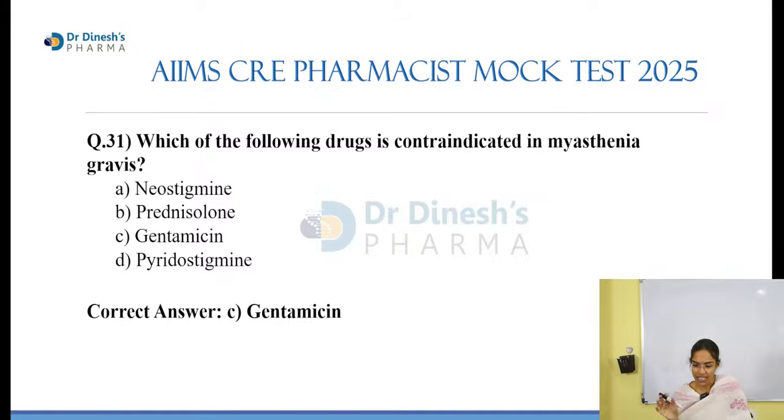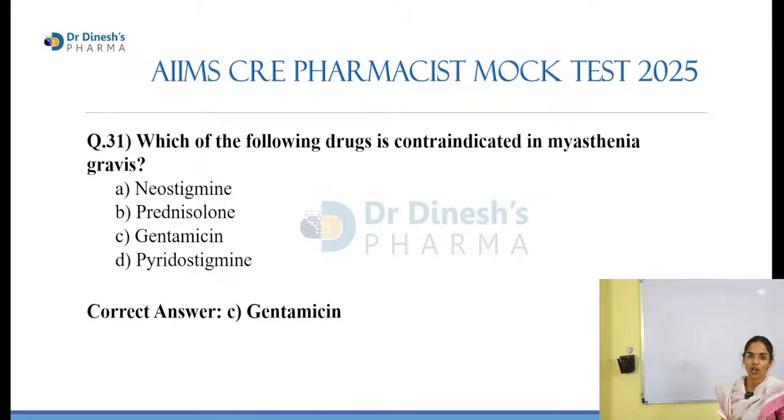Options here are A, neostigmine, B, prednisolone, C, gentamicin, and D, pyridostigmine. The contraindicated drug here is gentamicin. All the aminoglycosides are contraindicated in myasthenia gravis, and gentamicin belongs to the class of aminoglycosides.